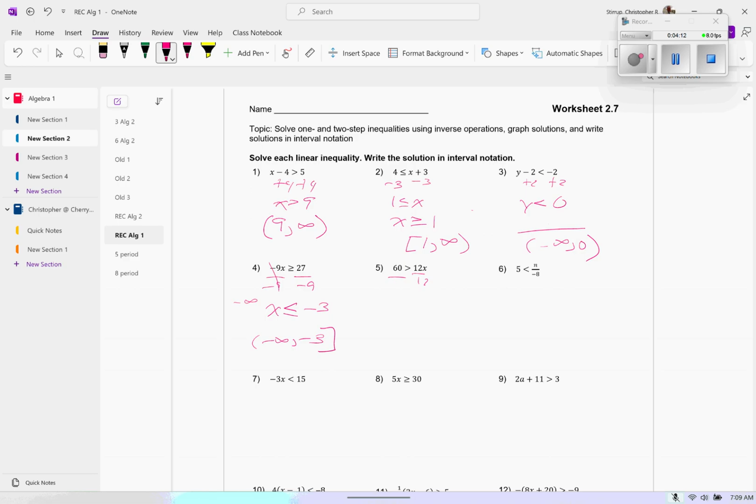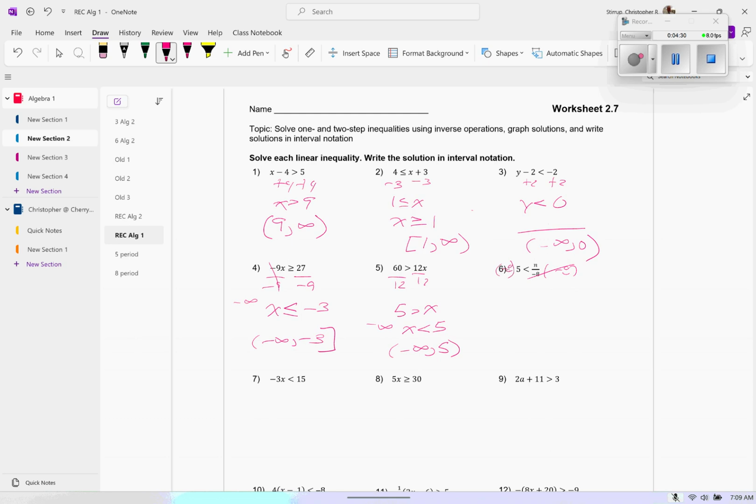This one I'm going to divide each side by 12. That's 5 is greater than x. Flip the whole thing over to get the x on the left side, including the sign. So that's pointing to negative infinity. So it's going to go from negative infinity to 5, soft bracket because I don't have an equal sign. I'm going to multiply each side by negative 8.